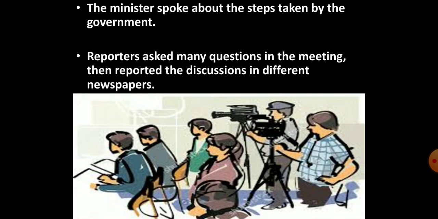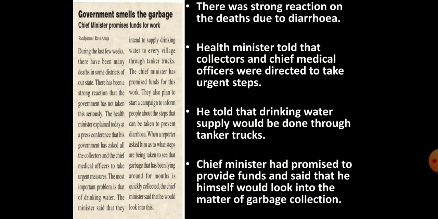Many questions were asked by the press reporters. The discussions held in the meeting were reported in different newspapers. Here's the image of one such report. The report said that there was strong reaction on the several deaths due to diarrhea in the state.